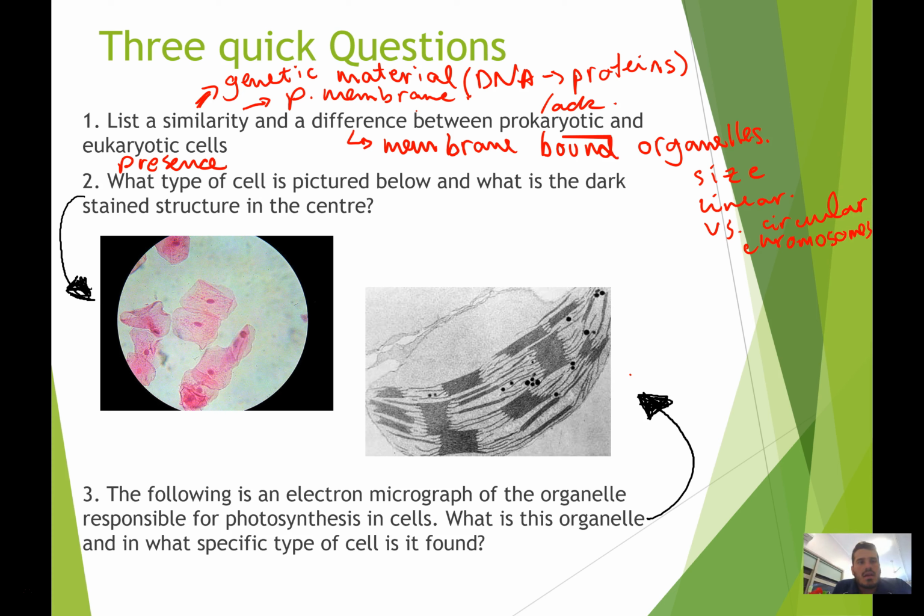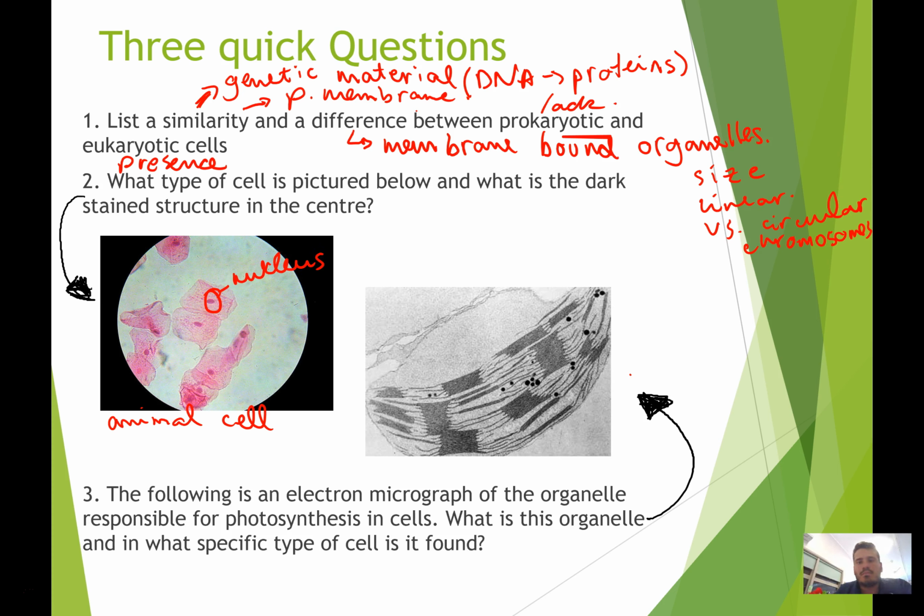All right, so for question 2, we're looking at this little picture here, and hopefully you recognize it, because what type of cell is this? We've actually got an animal cell, and it actually looks quite a bit like your cheek cell, so it's actually an epithelial animal cell, which just means it's a skin type of cell. Okay, what is this dark stained structure in its center? Hopefully you know that's our nucleus.